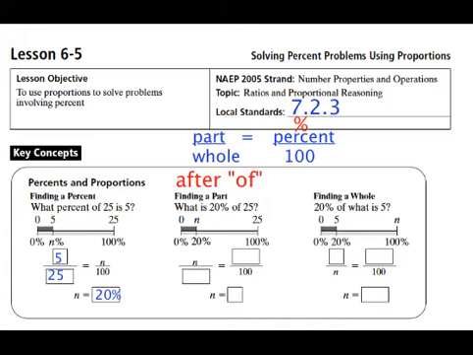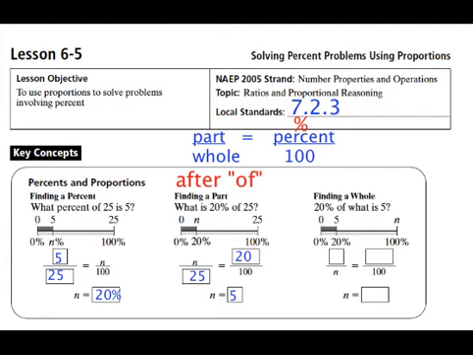Now let's look at the second one, finding a part. What is 20% of 25? We know the percent is 20%, so we're going to fill that in above our 100. We have the word of, and following that is 25. So we're trying to find n. We're trying to find the part, which goes on the top of the first proportion. So we have n over 25 equals 20 over 100. Again, we can cross multiply and divide, and we find out that n is 5.